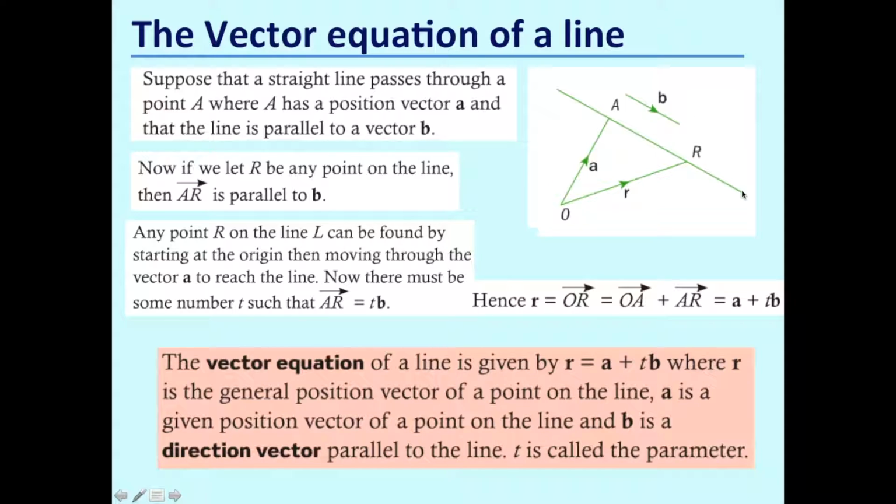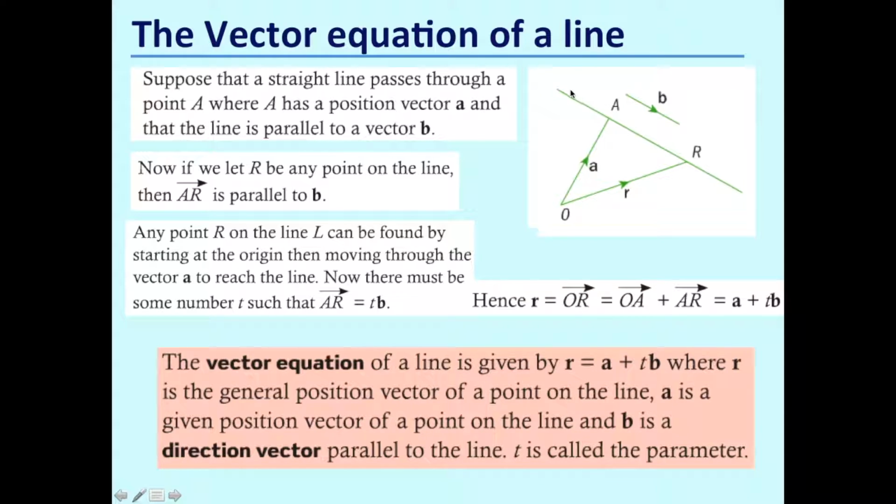And wherever I go on here, I can do the same thing. Start at the origin, go up through position vector A, and then I go along some multiple of vector B. Even if it's up here, it would obviously be a negative scalar multiple of vector B because it's going in the opposite direction. But I could still find it. So this resultant vector, OR, we can, wherever it is, express as OA plus AR.